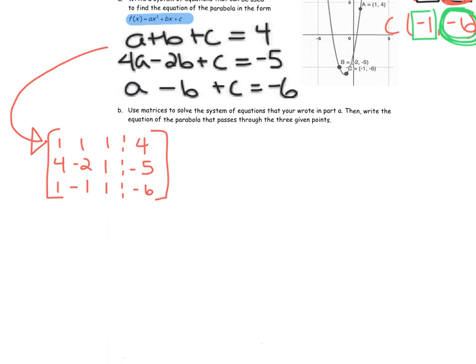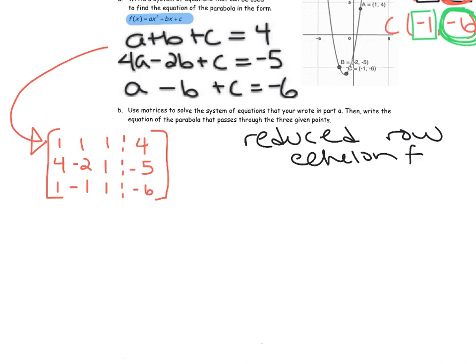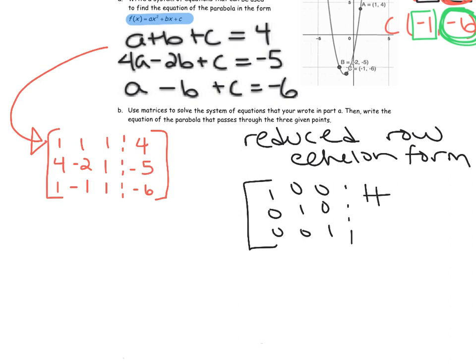So let me just show you what reduced row echelon form is for a 3x4. But in the end, we want to get this into just row echelon form. All right, so first I will show you what reduced row echelon form is for a 3x4. So we would have our 1s along the main diagonal and 0s everywhere else with our constants on the right-hand side. Now this is going to take a lot of time.